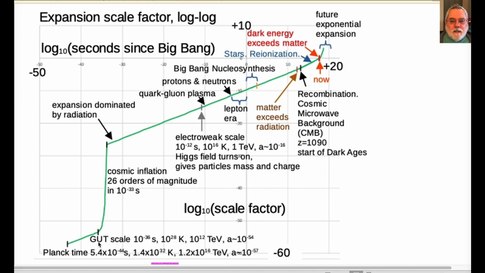Sometime before 10 to the minus 32 seconds, there is assumed to have been an exponential expansion called cosmic inflation. The universe is thought to have expanded by at least 26 orders of magnitude in 10 to the minus 33 seconds, much faster than the speed of light. Any initial curvature of the universe became reduced to nearly zero after inflation. This is the end of inflation.